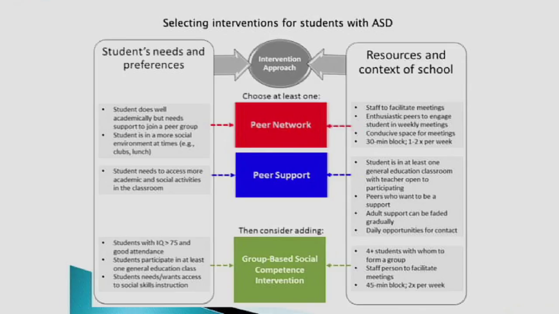And then finally, the SCIH group. These are for students with an IQ of over 75 and good attendance, students who participate in at least one general ed class and who want or need access to that type of instruction. And we kind of already went through what that looks like in terms of a resource standpoint.